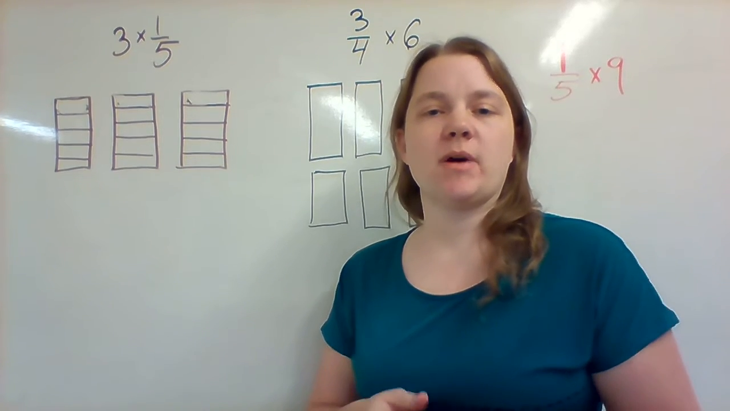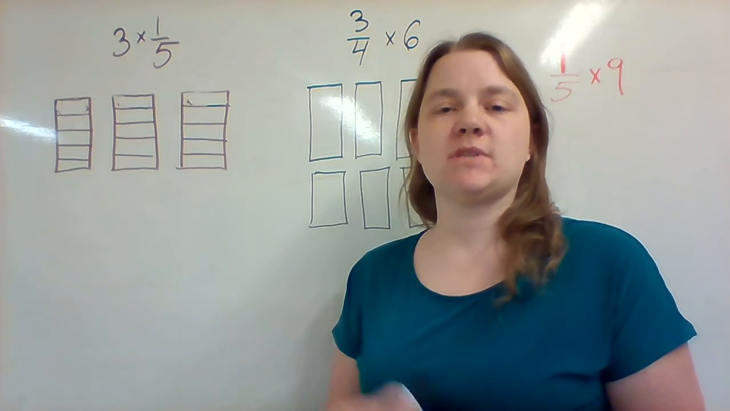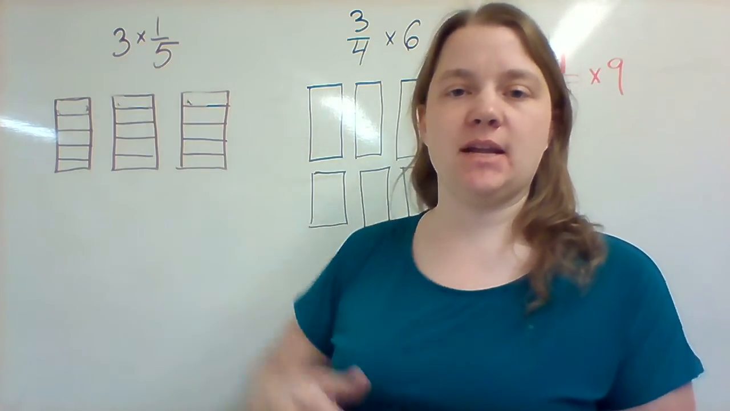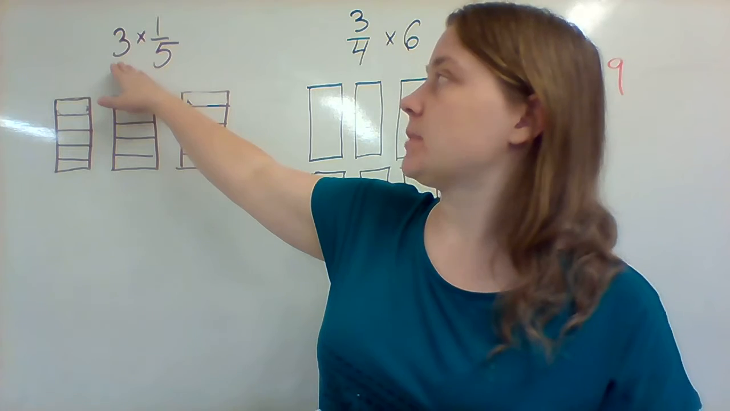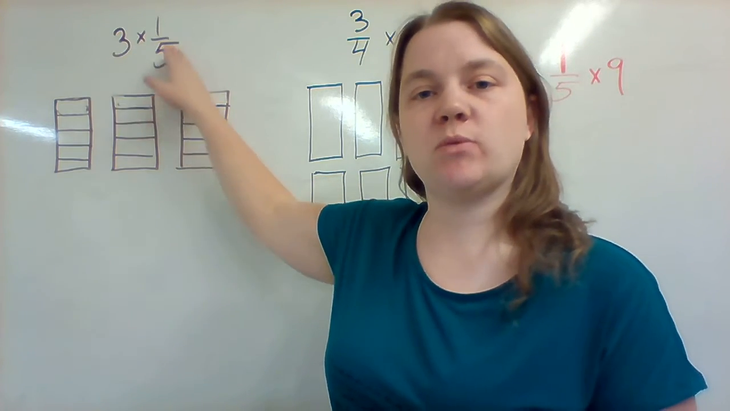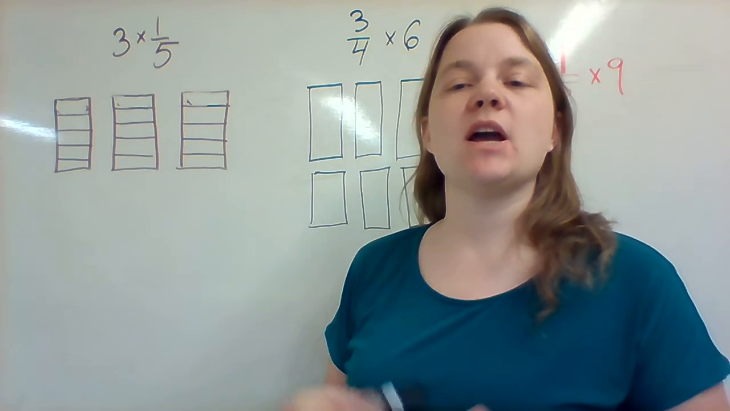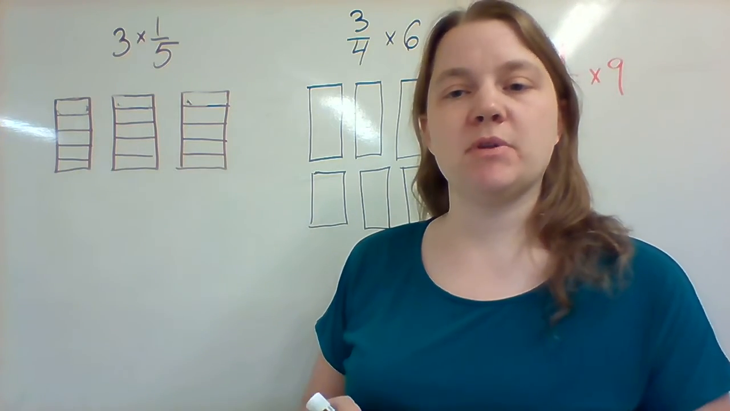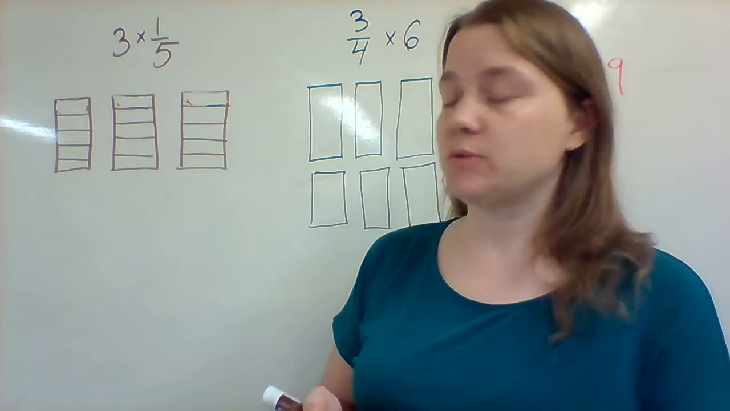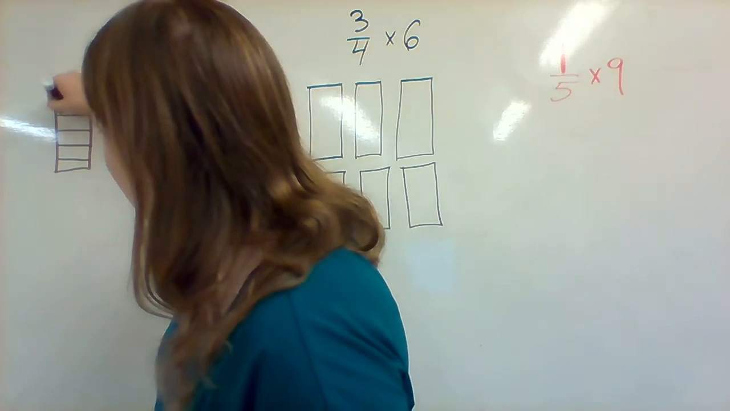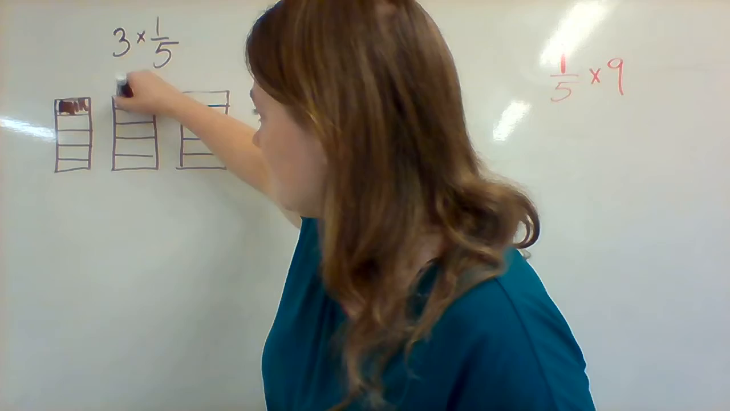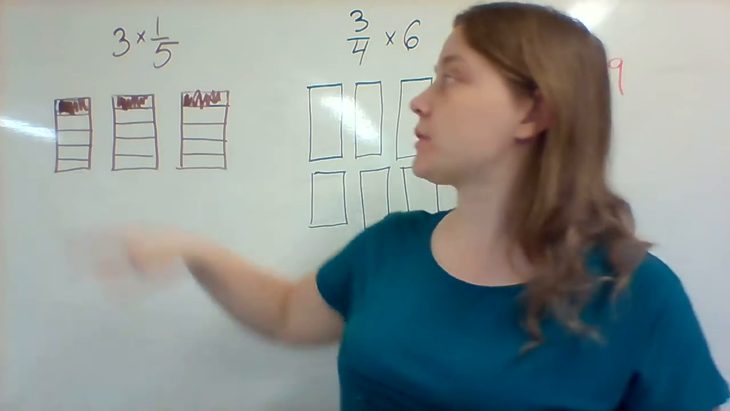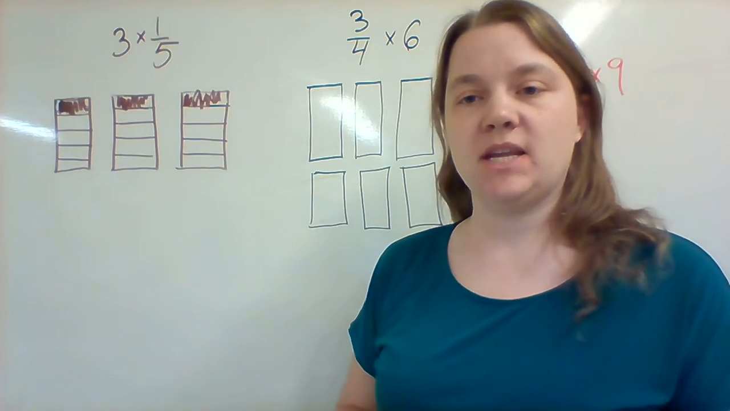This video is going to talk about how to multiply a fraction times a whole number. Remember that when you see a multiplication time, you can think of that as saying "of." So really what this problem says isn't just 3 times 1/5, it actually says 3 of 1/5. So if we have these three things and we break them up into 1/5 sections each, which means we're going to shade in 1/5 here, 1/5 here, and 1/5 here, we have 3 parts of 1/5 each.